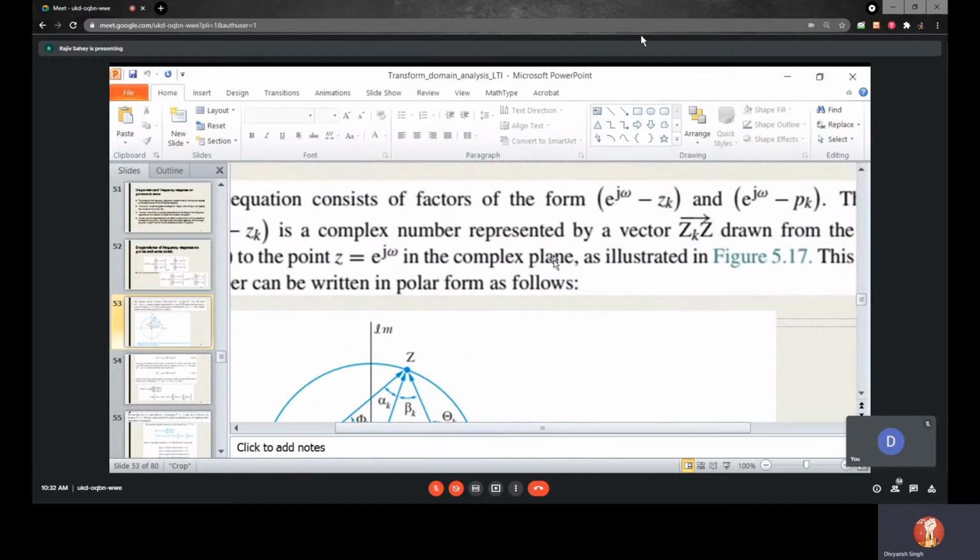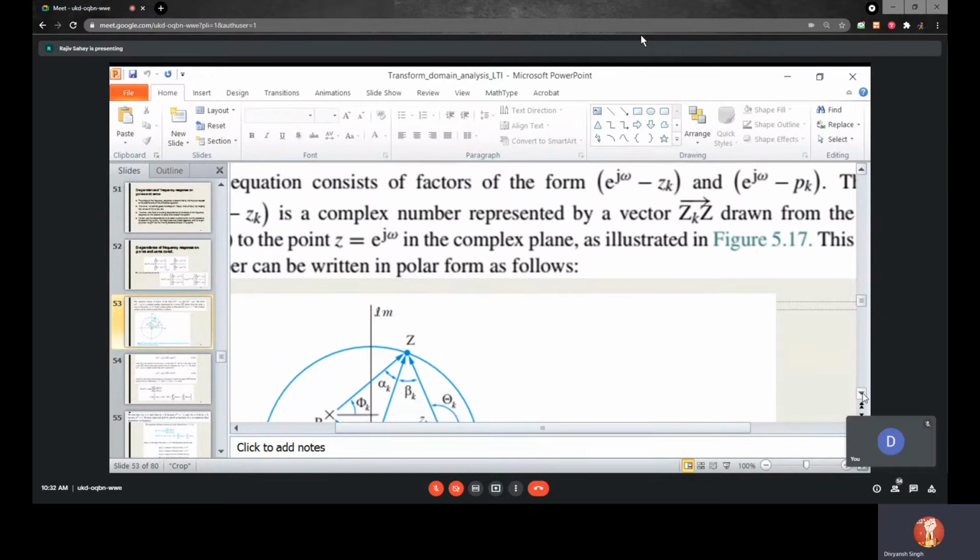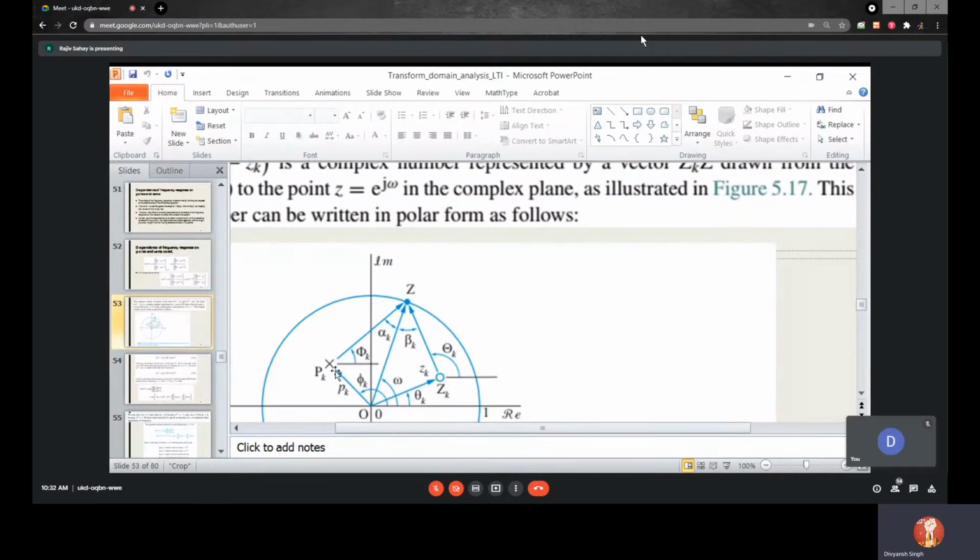Similarly, you have a point p_k z. This is a pole, this is a zero. So the zero is having a magnitude of q_k and an angle theta k, whereas the pole has an angle phi k and a magnitude of r_k. This was the notation, right, I had used.